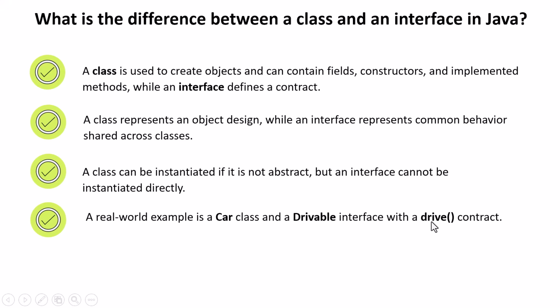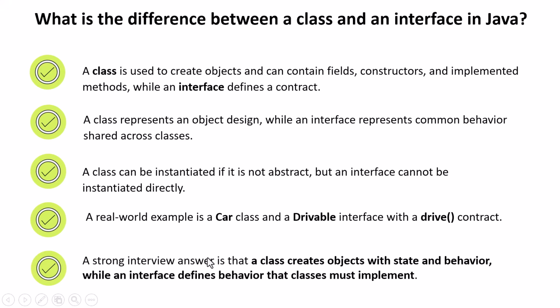An important interview point is usage. We use a class when we want to create real objects with state and behavior, and we use an interface when we want to define a common capability or contract for multiple classes. So the best interview answer is this. A class is used to define and create objects with state and behavior, while an interface is used to define a contract of behavior that different classes can implement.